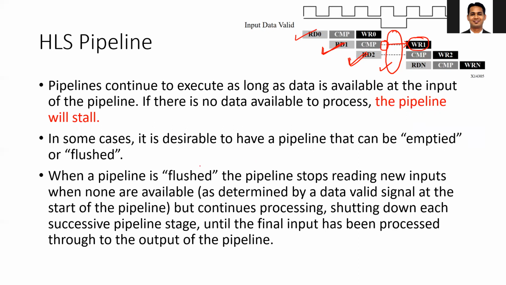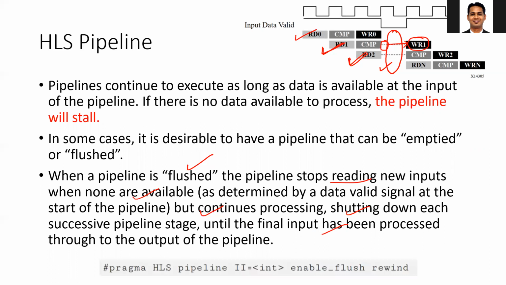So when the pipeline is flushed, the pipeline stops reading new inputs when none are available, but continues processing the existing or already accepted input, shutting down each stage of the pipeline until the final output has been processed and passed to the output of the pipeline. Okay, so you can enable this by using the enable flush option in the pipeline Pragma. So these are the important things in the pipeline Pragmas which you can make use of.